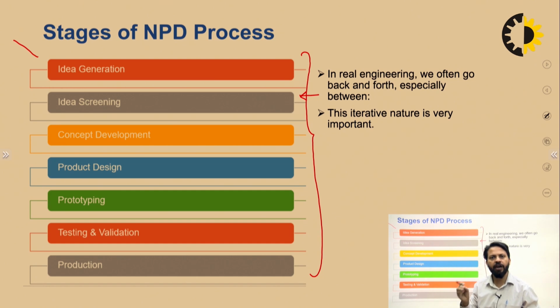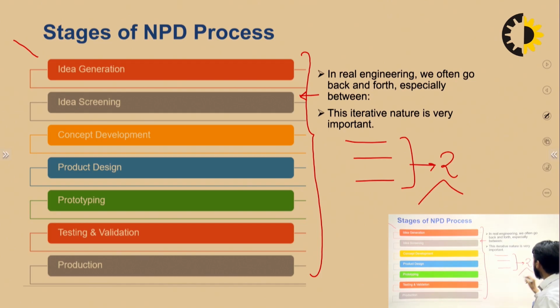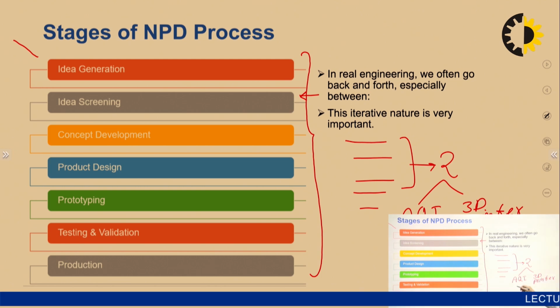We start with an abstract idea. Then when we have 2-3 ideas, we screen them out and select, for example, 2 ideas. One is the AQI meter, the other is the 3D printer. So we have a certain set of ideas, and by screening we have come across these 2 and finalized them.